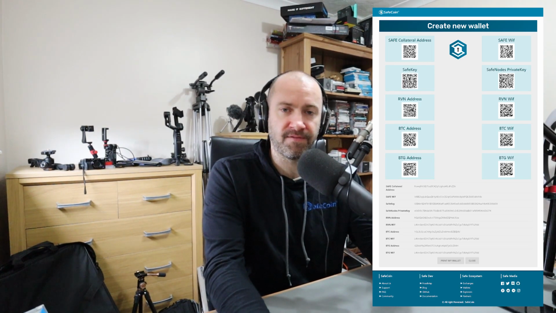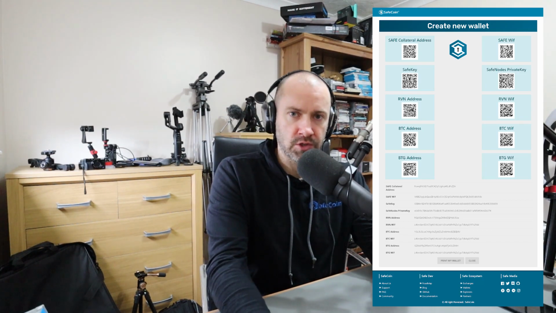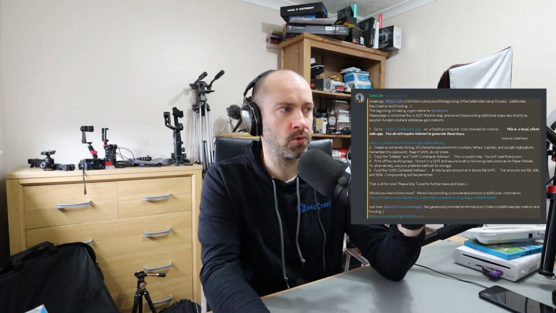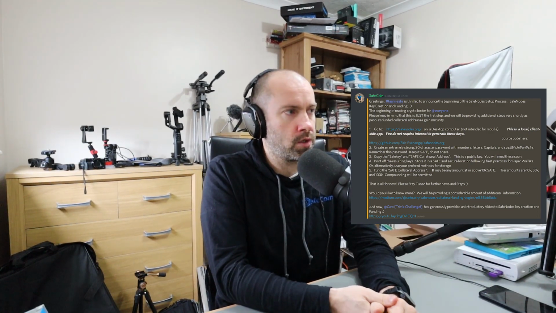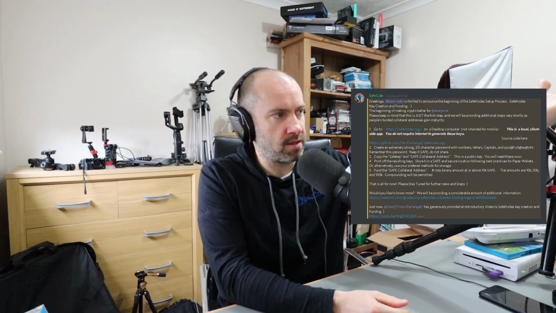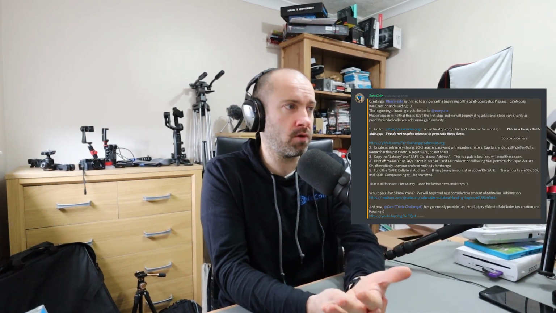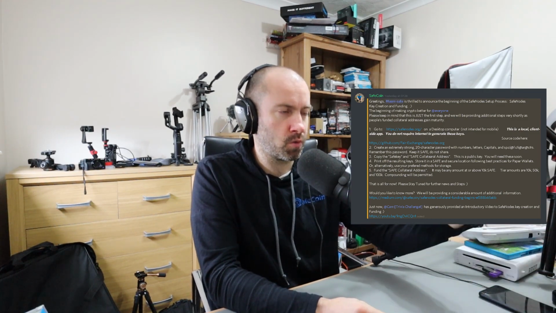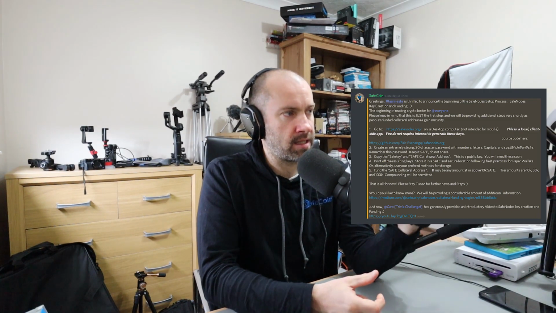When you have stored that information securely, what you're supposed to do is send your money to the safe collateral address. The safe collateral address is the funding address. It's your SafeNode URL for sending your money to the nodes. And you can see here, Jeff says that you fund the safe collateral address. It may be any amount at or above 10,000 safe. Tier amounts of 10,000, 50,000, 100,000. Compounding will be permitted. That's it for now. There are going to be further steps.